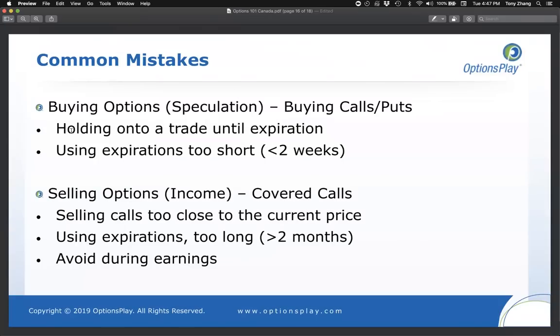The second mistake that most beginners make when they're buying an option is they use expirations that are too short. That's usually when you're using expirations that are 1, 2 weeks out, because you're not giving yourself enough time for the stock to move in the direction that you expect it to. So chances are you may not get the move that you expected. So you usually want to buy an option that's a little further out in time.